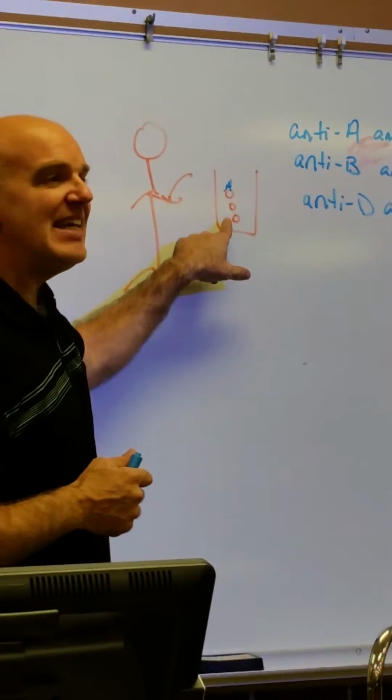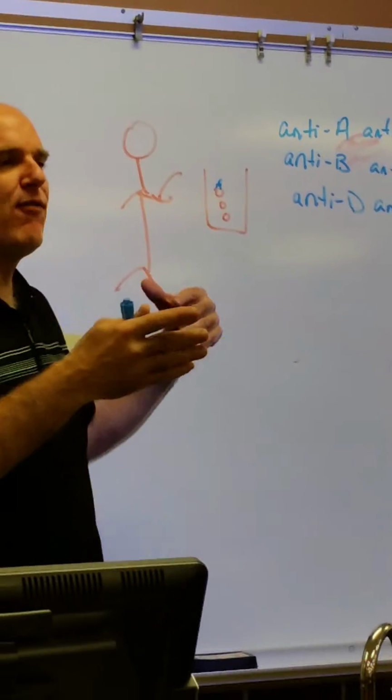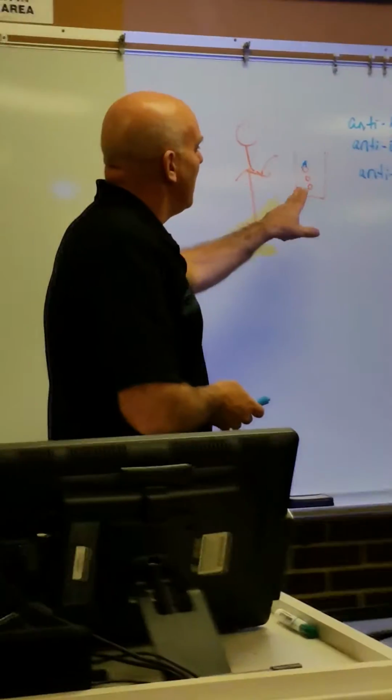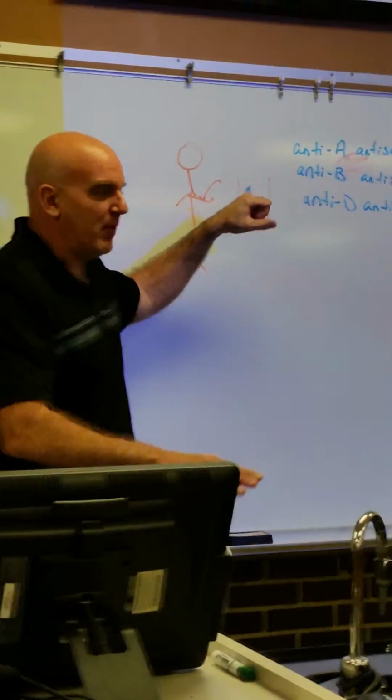But what antibodies does he have in his blood if he's A? Anti-B. But I'm not testing for his antibodies yet. By the way, in the lab, we actually do a reverse typing. We test for the antibodies. But right now, I'm doing what we call forward typing. I'm not even talking about the reverse typing.